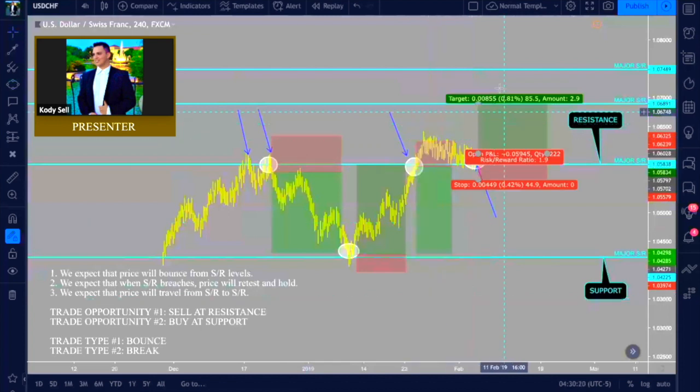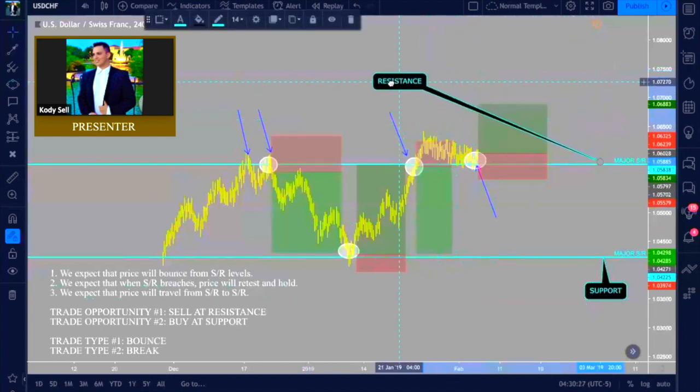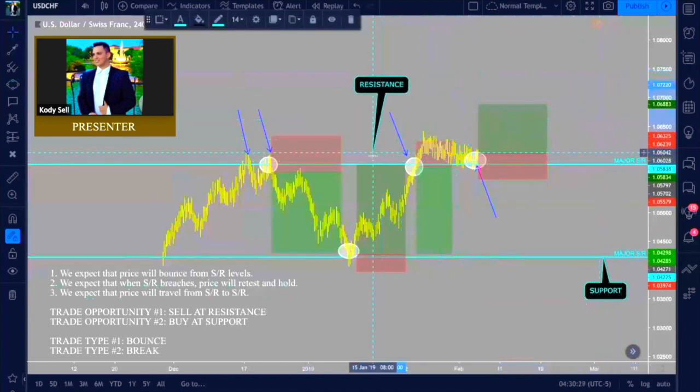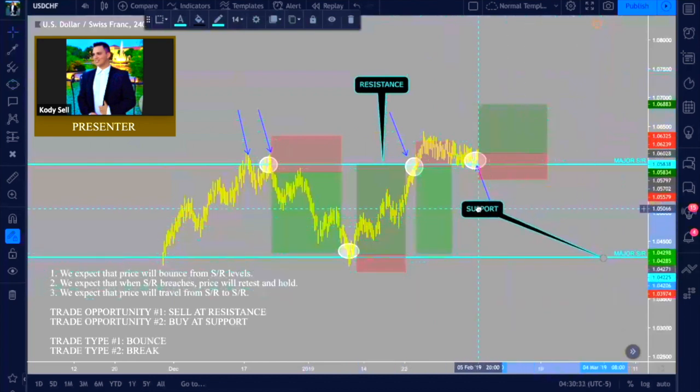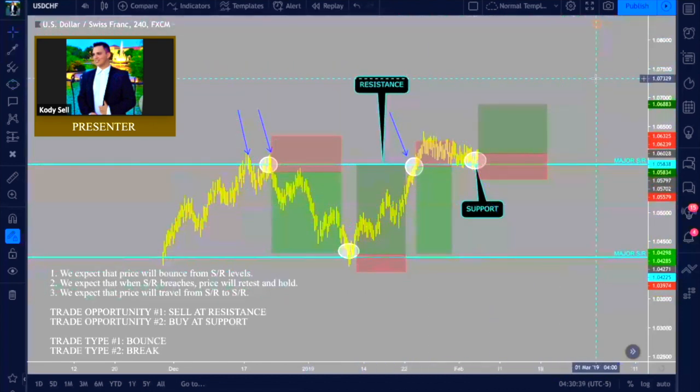So in this example over here, get rid of these extra levels up here, price was holding as a resistance, but then when it breached, it became what? It became support. So the trade to take at that point was a buy trade. It's that simple. Those 2 trade opportunities, 2 trade types, that's what you need to understand for entries.